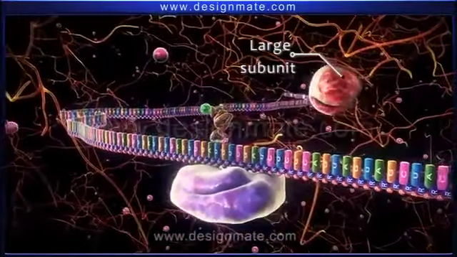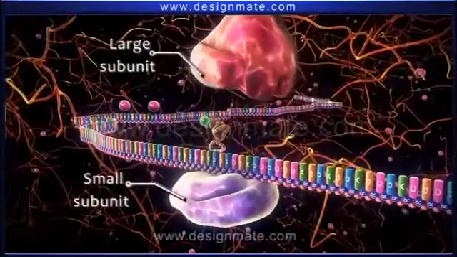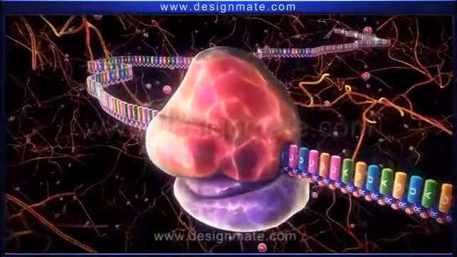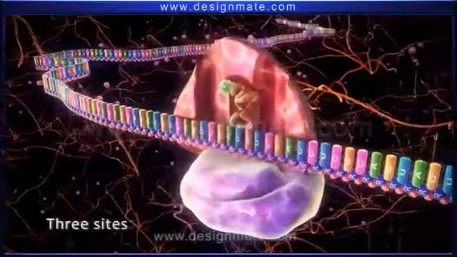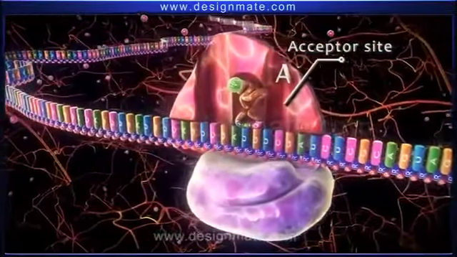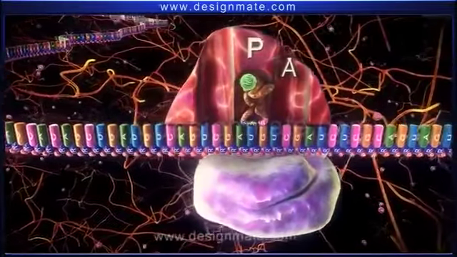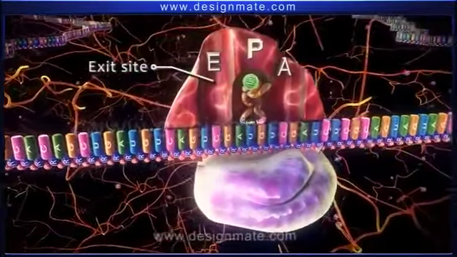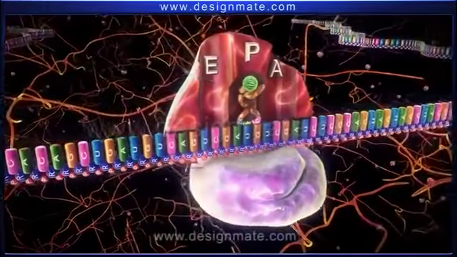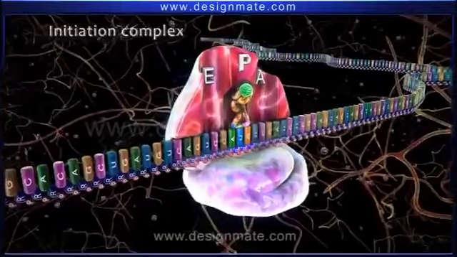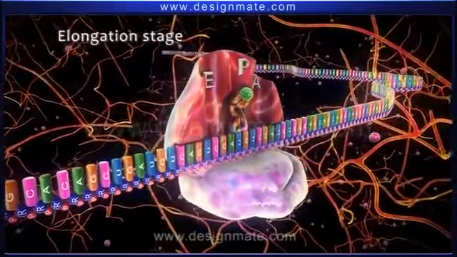Then a large subunit of ribosome combines with a small ribosomal subunit. The large subunit shows 3 sites: the acceptor site or the A site, the peptidyl site or the P site, the exit site or the E site. This whole unit forms the initiation complex. This is followed by the elongation stage.